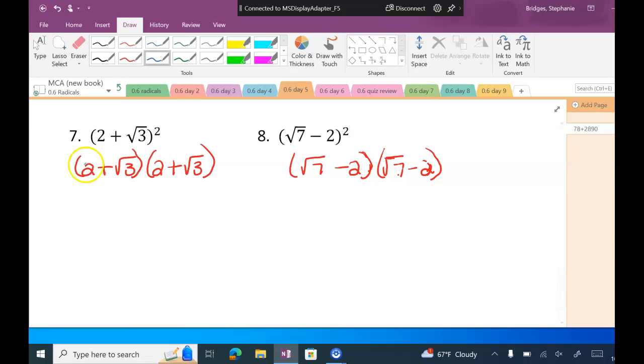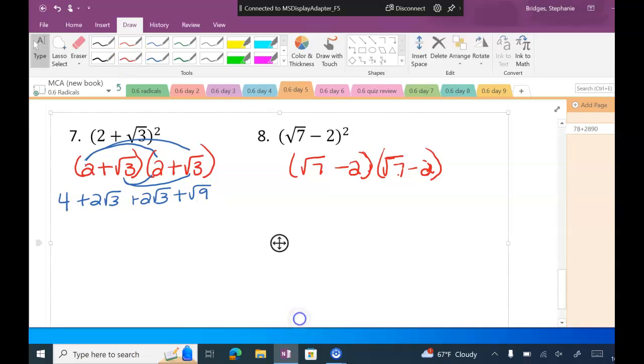All right, I'm going to start multiplying. 2 times 2 is 4. 2 times the square root of 3 is a positive 2 square roots of 3. Square root of 3 times 2 is another positive 2 square roots of 3. And the square root of 3 times the square root of 3 is the square root of 9. But that square root of 9 turns into just what? 3. So if I combine my like terms, what's 4 plus 3?